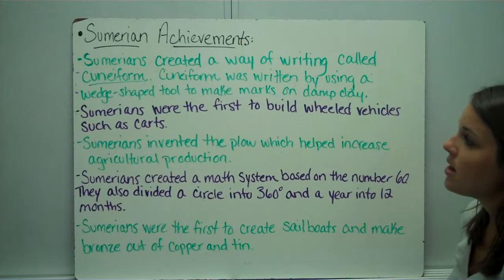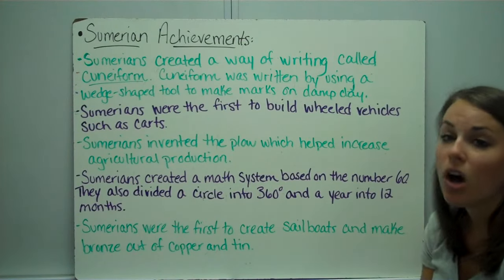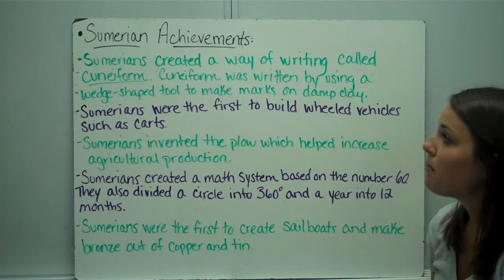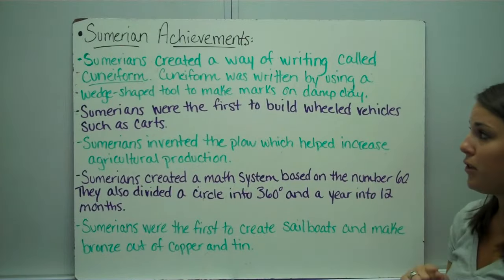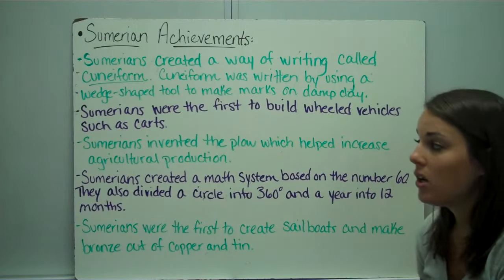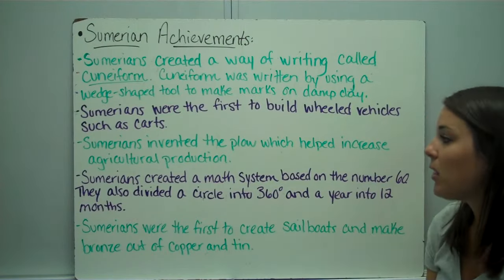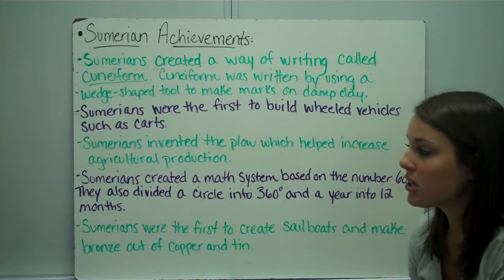Sumerian achievements. Sumerians created a new way of writing called cuneiform. Cuneiform was written by using a wedge-shaped tool on damp clay. Sumerians were also the first to build wheeled vehicles such as carts. They also invented a plow, which helped increase agricultural production.